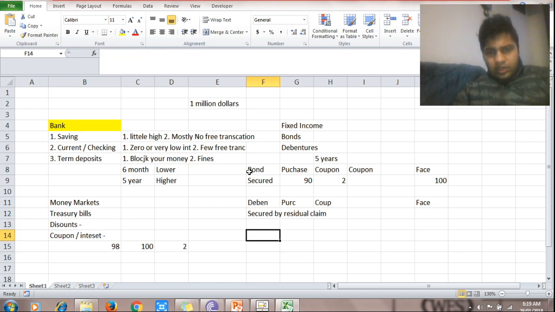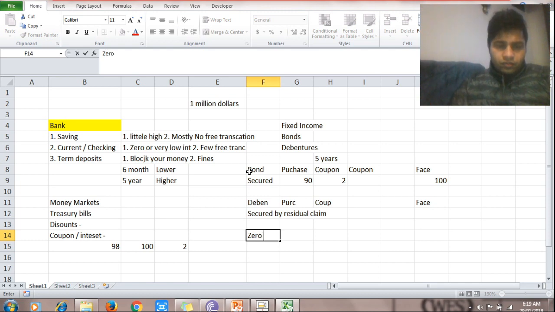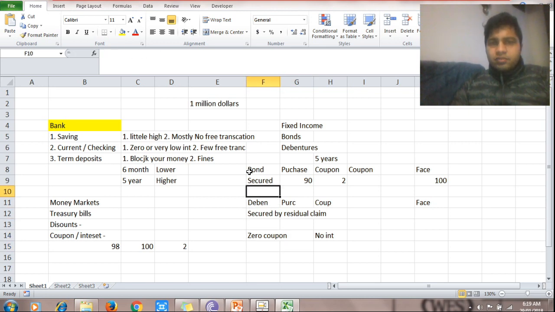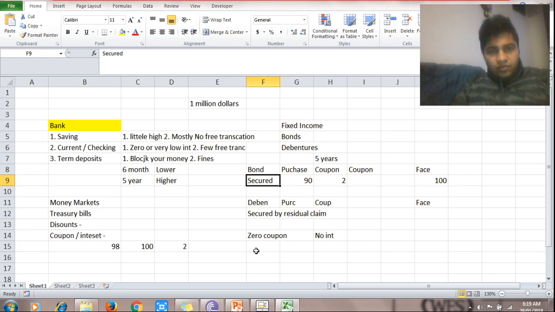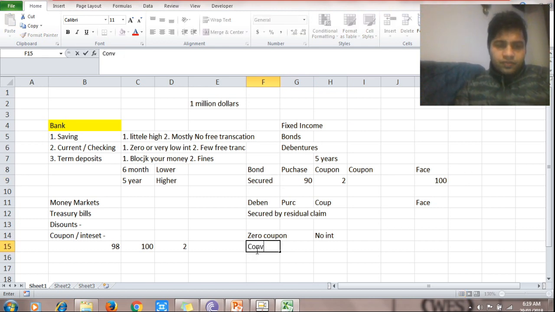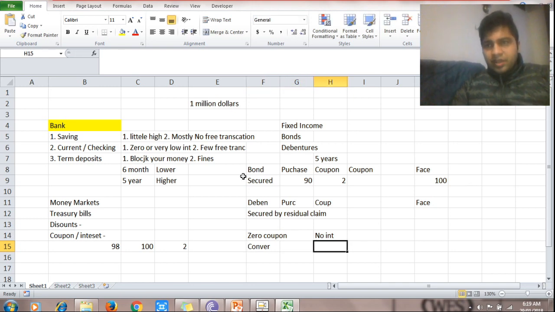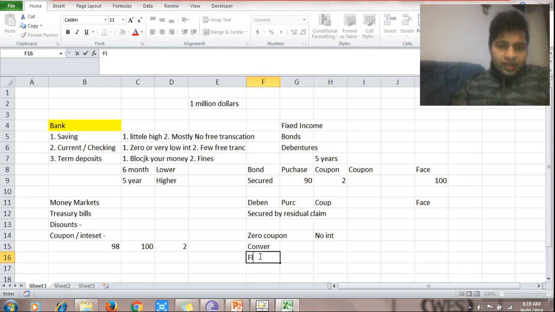Okay, now there are certain variations of bonds or debentures. You can have a zero coupon bond. In a zero coupon bond, there are no interest payments. The only gain you make is the difference between the purchase price and the face value. Then you have convertible bonds. For a certain period they pay you interest like a bond does, and later on they can be converted into equity.